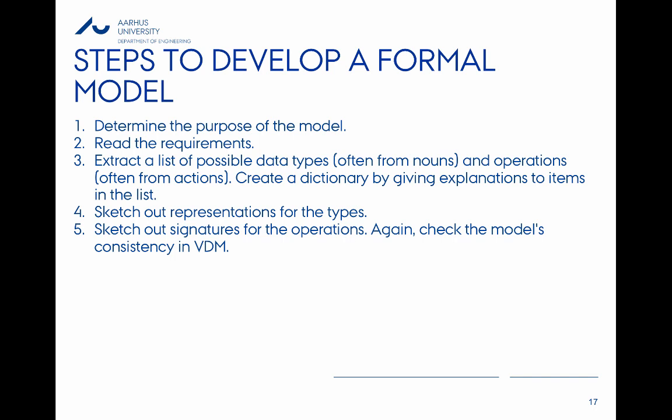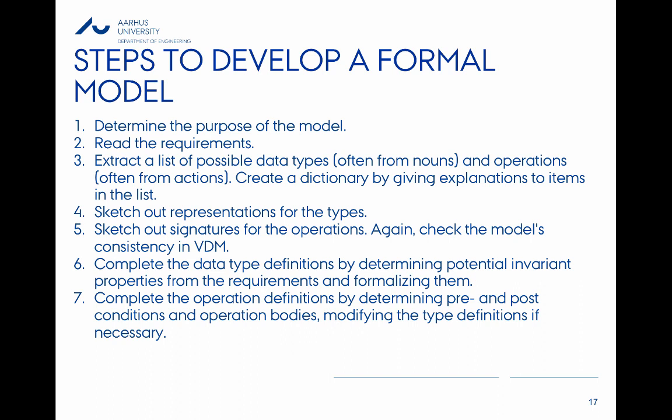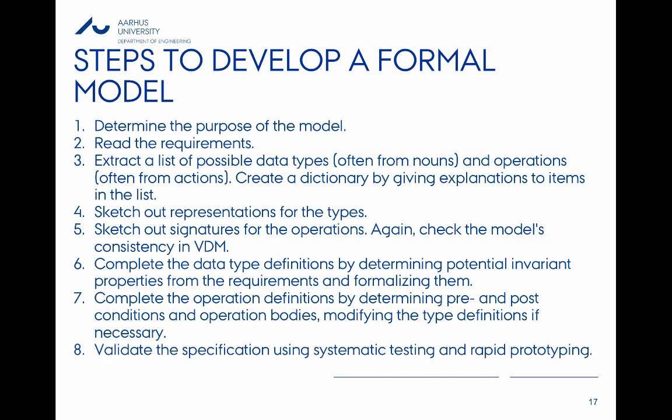Now, signatures are essentially the types that the functions and operations take as input and give as results. Then we can complete the type definitions, determining potentially invariant properties from the requirements and then formalizing these. The next step would be to complete the function and operation definitions, determining pre and post conditions and the operation bodies, modifying the type definitions if necessary. And then you would validate the specification using systematic testing and potentially rapid prototyping. So essentially, this is the process.